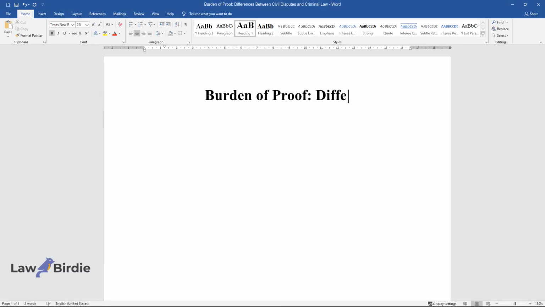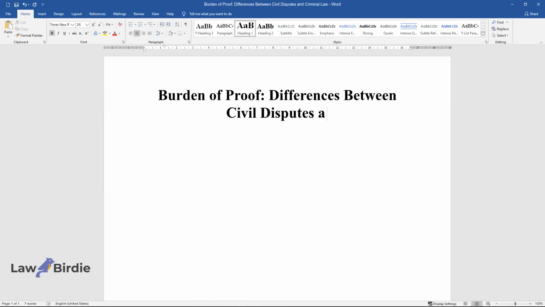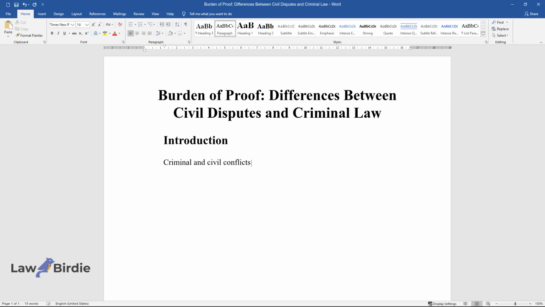Burden of proof, differences between civil disputes and criminal law. Introduction. Criminal and civil conflicts are separate legal disciplines with goals, proof standards, and defenses.